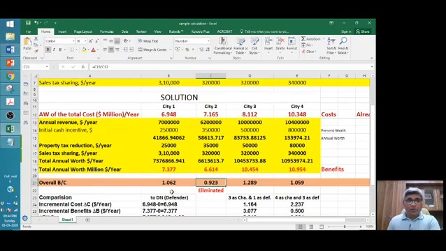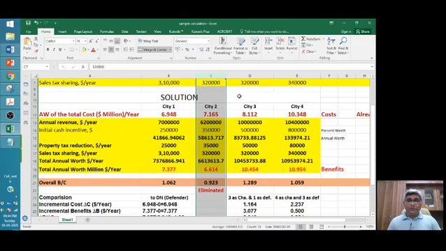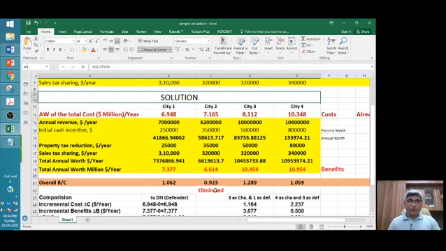Now once we calculate the B by C ratio, the very first step is that we will eliminate the city where the B by C ratio is less than unity, or less than 1. So here in this case, if we see for city 2, if we calculate the overall B by C ratio, it comes out to be 0.923. So this will be eliminated in our calculations. I have already written here, this will be eliminated.